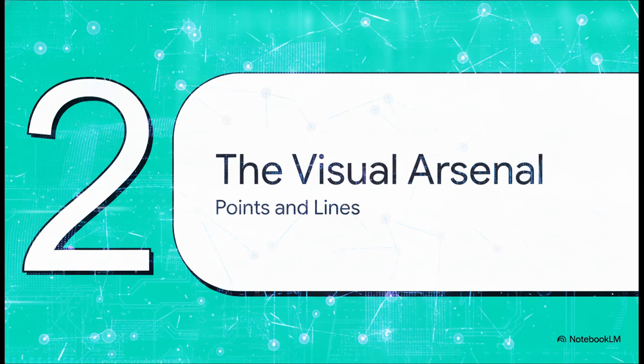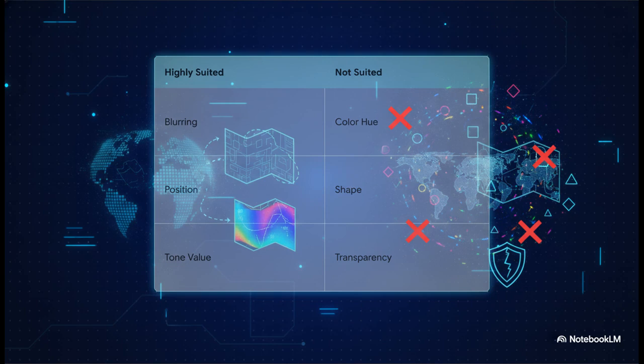Moving right along to section 2, the visual arsenal, points and lines. Cartographers don't just guess what visuals work best. They rely heavily on empirical studies. And based on that research, variables like blurring and tone value are highly suited and just completely intuitive for our brains when it comes to seeing uncertainty.